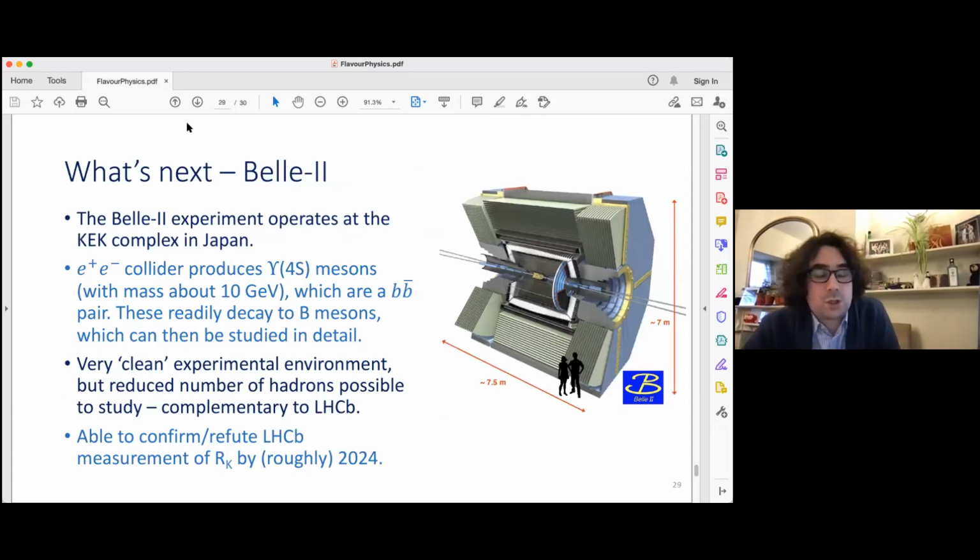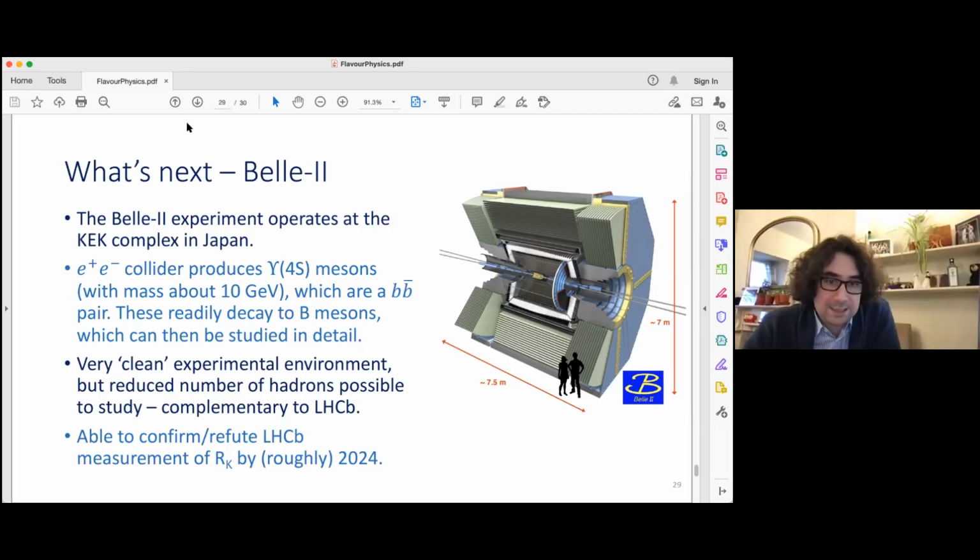It's important to mention that there are other experiments. The Belle II experiment is just starting up. It operates in Japan. This is an e+ e- collider that produces upsilon mesons, which have a mass around 10 GeV, and these are a b b-bar pair. And these readily decay to B mesons, which you can then study in detail.